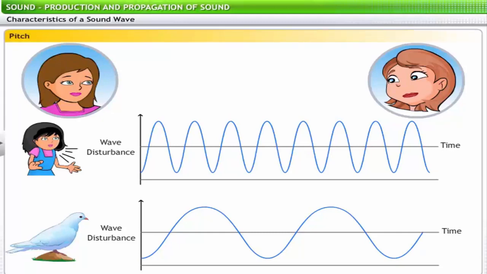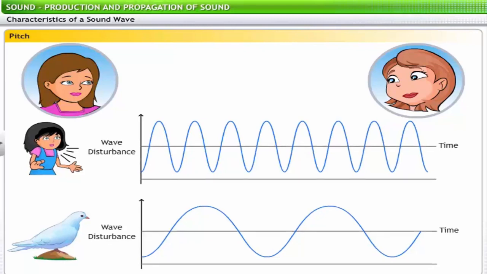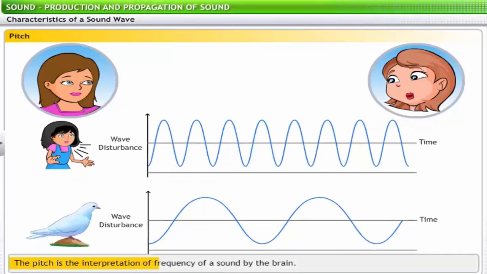Not so bad, was it? Why do you think the effect of both the sounds on our ears is so different? Well, because our ears are not used to loud noises. That's true too. The technical explanation, though, is related to a concept called pitch of sound. The pitch is the interpretation of frequency of a sound by the brain.